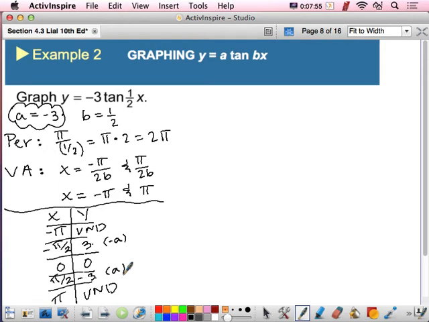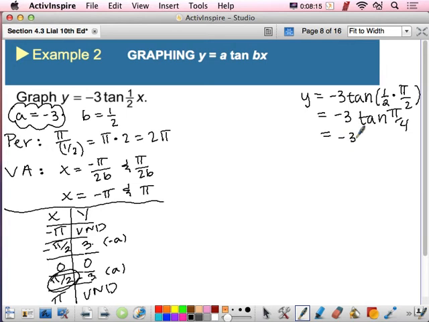Watch, you guys. This is the one I plug in if I get stuck. I go off to the side and I say, okay, y equals negative 3 times the tangent of 1/2 times what? Pi over 2? Okay. That's negative 3 times the tangent of pi over 4. Well, what's the tangent of pi over 4? 1. And negative 3 times 1 is negative 3. If I get stuck, I will go off to the side and do that one. And that's really a good habit to get into. It's the easiest one to plug in and check, and then you can see if you got it right.